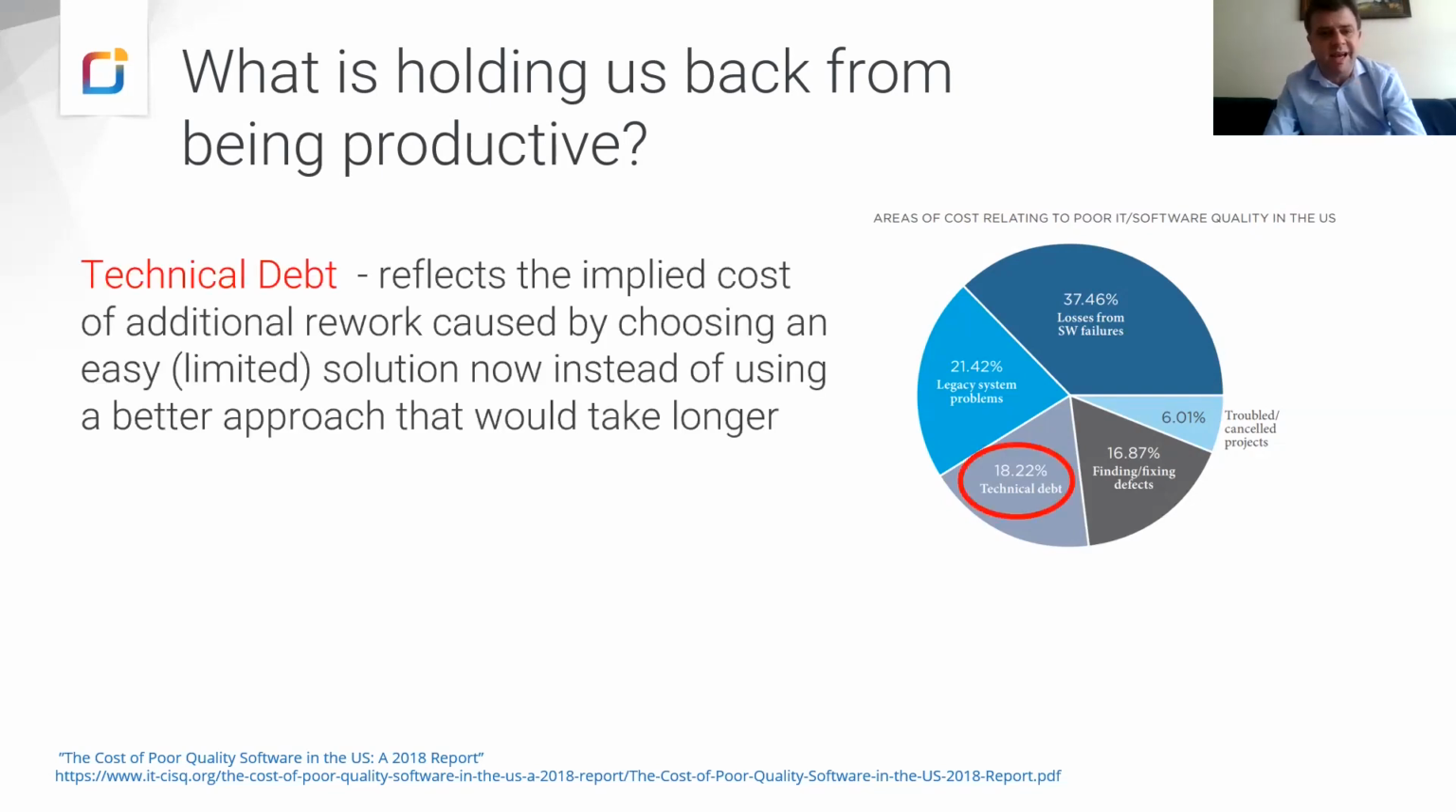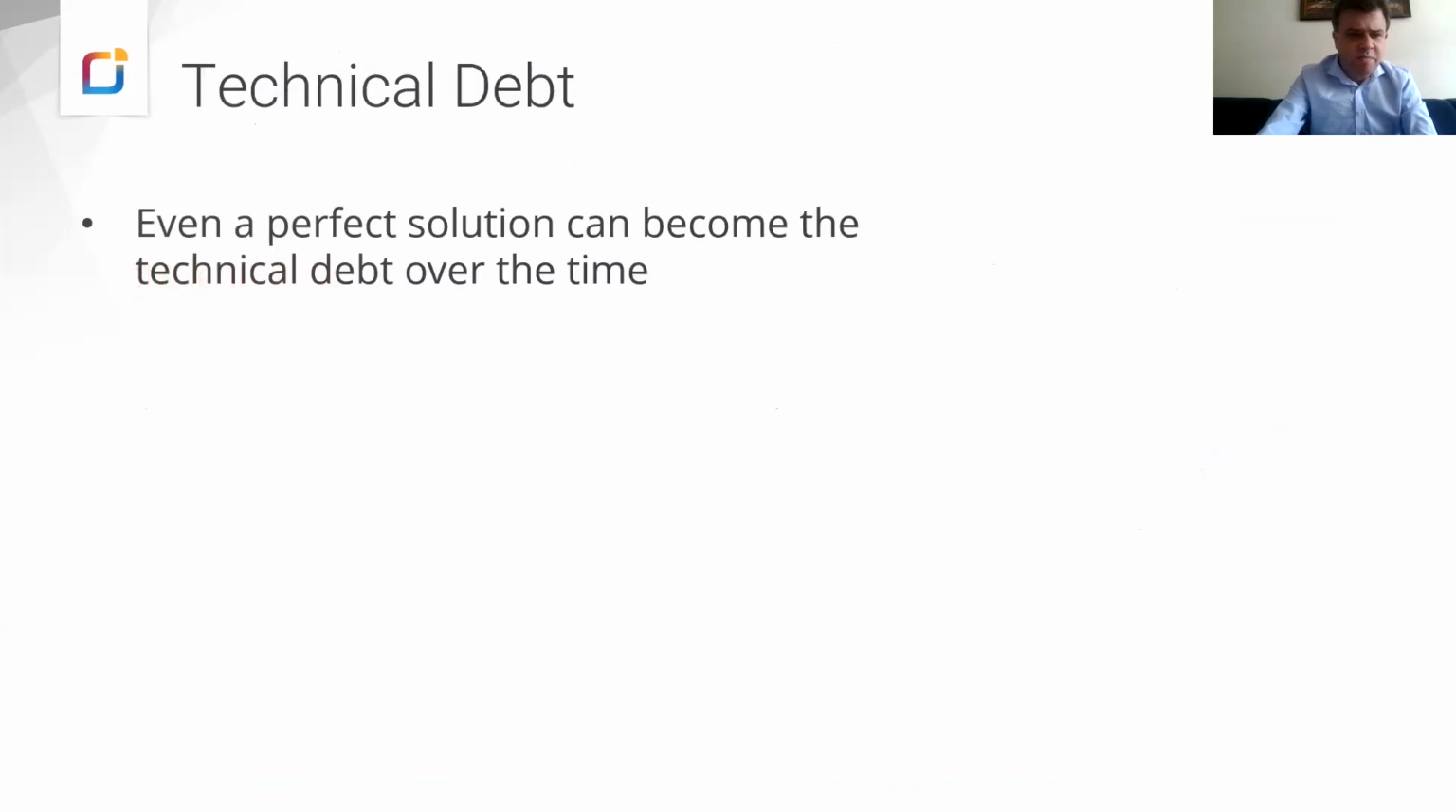And the first thing is technical debt. You see nearly 19% reflects that. If you look into Wikipedia, you will see technical debt reflects the implied cost of some non-optimal solution. We know that there might be a better approach and we need to fix it in the longer run. So for me, it's not quite the right definition, because even a perfect solution can become technical debt over time, and in nearly all cases will be.